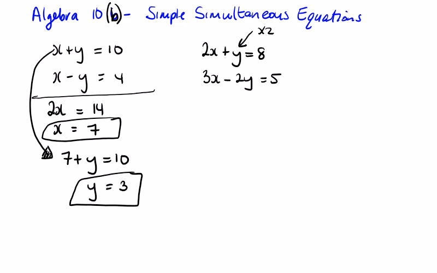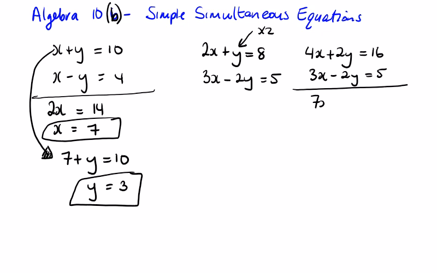So I'm going to multiply this one by 2 to get 4x plus 2y is equal to 16. Just double check 4, 2 and 16, and then write the other equation underneath. 3x minus 2y is equal to 5. Combine the two lines. 4x plus 3x is 7x. The y's cancel or give us 0, and 16 and 5 is 21. So in this case x is 3.